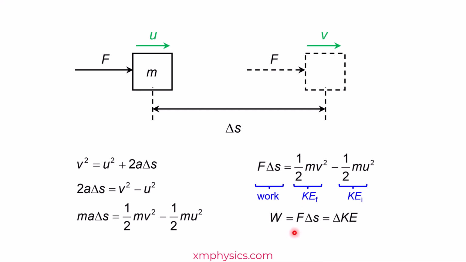So we have created a new concept here. If a force F is applied on a mass m over a distance of delta s, then the force F is doing work on the mass. The amount of work done is given by F times delta s. And where does this work go into? It goes into increasing the KE of the mass. And that's called the work energy theorem.